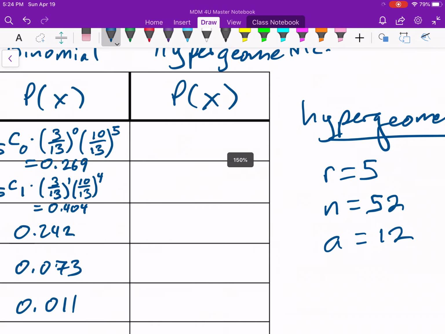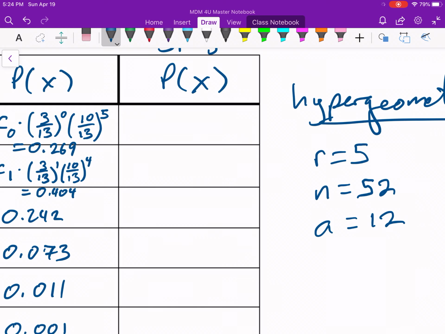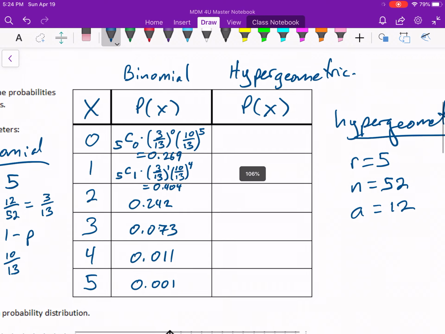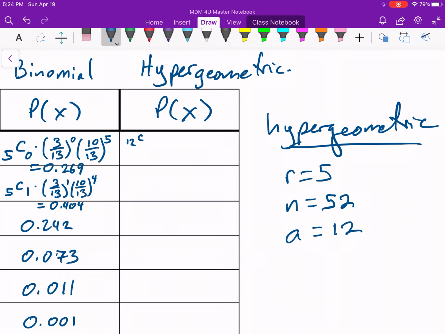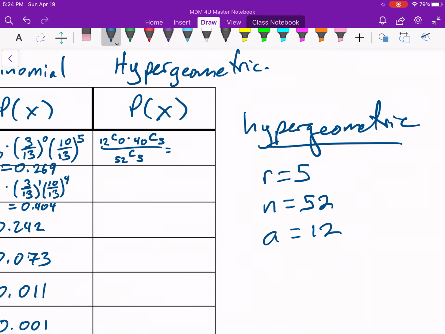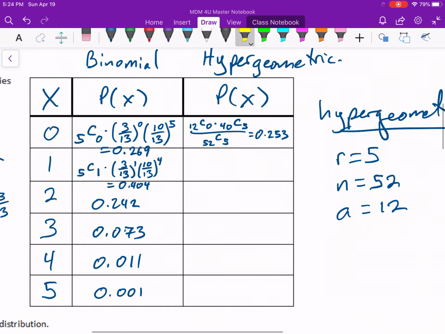And then we put that together to get our distribution. And so again, let's just do the first one. When x is 0, then we have 12 successes. We want to choose 0 of them. And then we have 40 non-successes, 40 non-face cards. We want to get 5 of those. Over a total of 52 cards, then we're choosing 5 of them. And so once we have the numbers put in, it's pretty easy. It works out to be 0.253. So if you compare these two probabilities here, they're very similar. They're not the same, and that's the difference between replacement and no replacement, but they're similar.